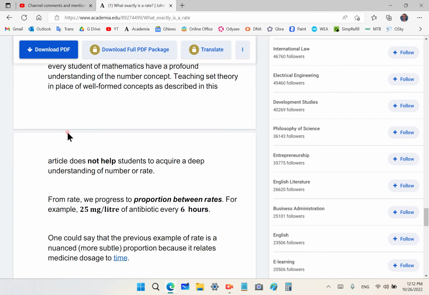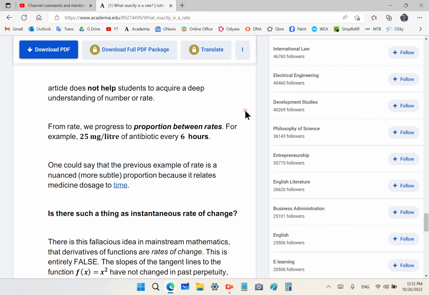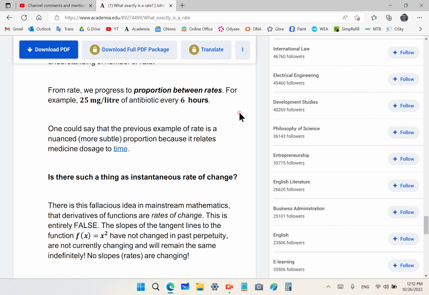And teaching set theory in place of well-formed concepts, as described to you in this video, does not help students to acquire a deep understanding of number or rate. In fact, they never really actually know what is a number, because their professors of mathematics and teachers have no clue what rate means.